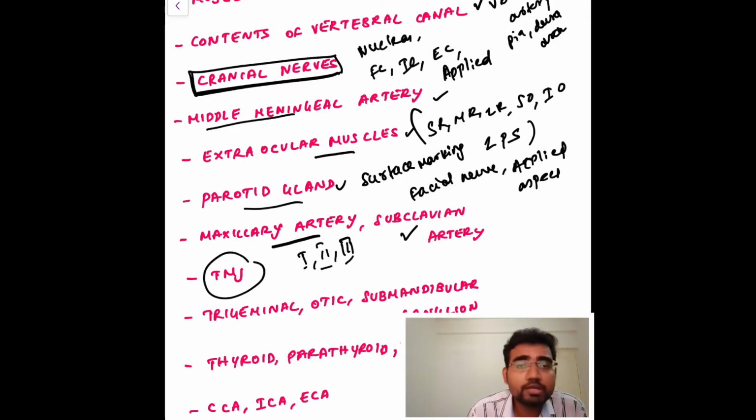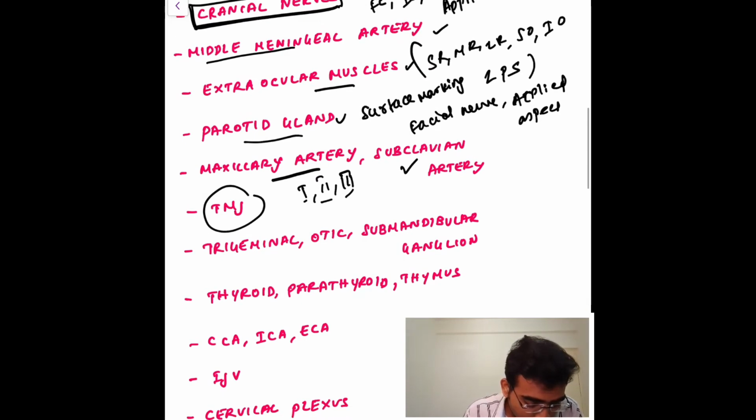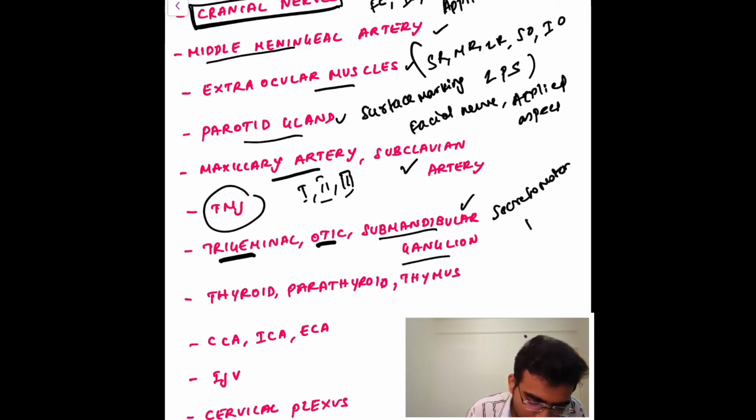And the TMJ, you have to learn about the movements of the TMJ, the muscles associated with the TMJ, the articulating surfaces, as well as the applied anatomy of the TMJ. TMJ is the next most important after the mandible and parotid. Okay, so the ganglions: the trigeminal ganglion, the otic ganglion, the submandibular ganglion. What are the nerves passing through each ganglion, and also the secretomotor pathways.